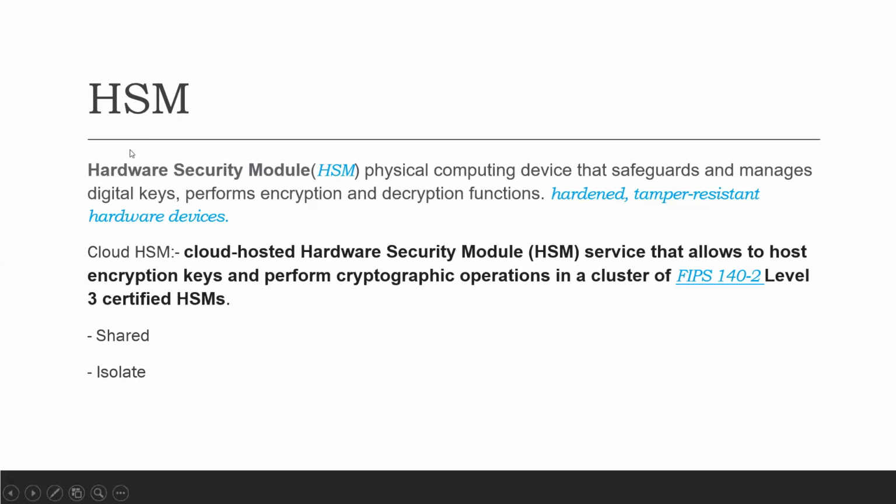HSM, we quickly discuss this, the hardware security module that we have seen. Different organizations sell this service as a vault service. It is physical. First, it is a physical computing device, so it is not software. It is a physical computing device that safeguards and manages digital keys, performs encryption and decryption functions, and is a hardened, tamper resistant hardware device.